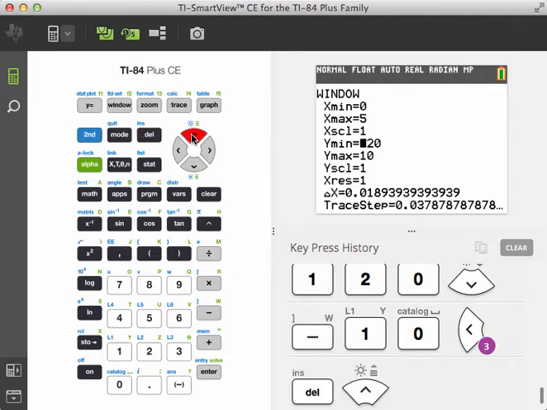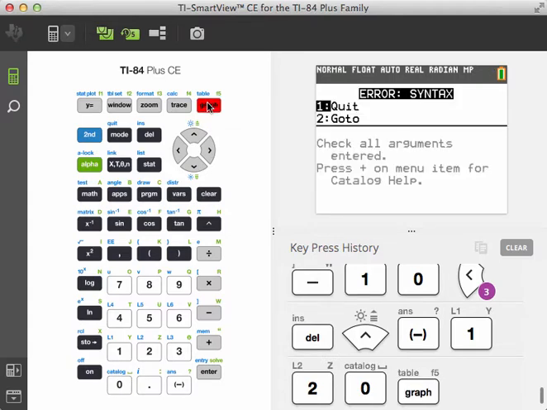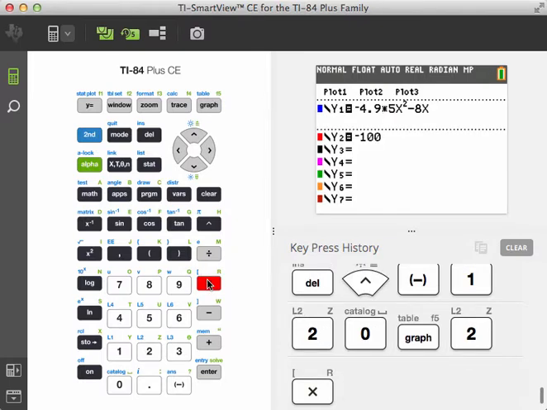And the y min needs to be negative 120. And now we graph these things. Let me see where my error is. Aha, that's supposed to be times 4.905 x squared, and now we graph.